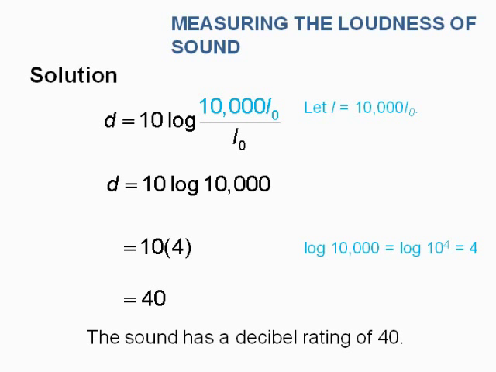All right, so what we're going to do here, remember, we're going to let I equal 10,000 I sub naught, or you might want to put I-O.